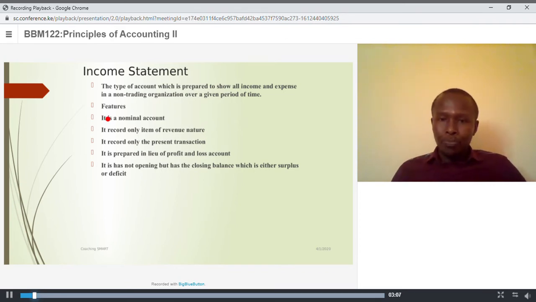Number 1, it is a nominal account. Now, what do you mean by nominal account? So we go back and reflect on what we learned in our previous session when we were talking about the types of account. So the income and expenditure account is one of the nominal accounts. So what do you mean by nominal account?